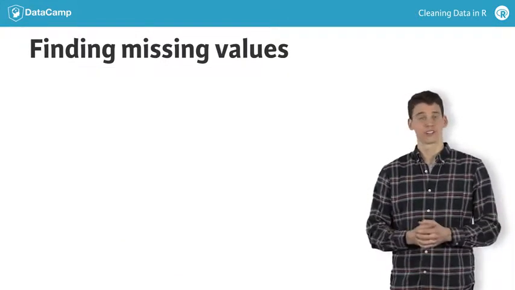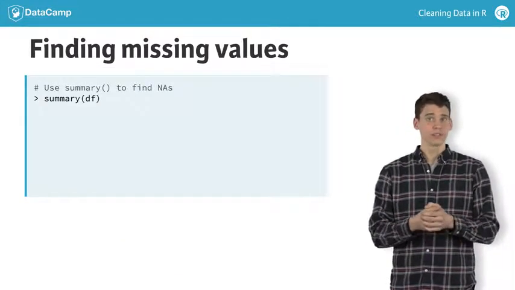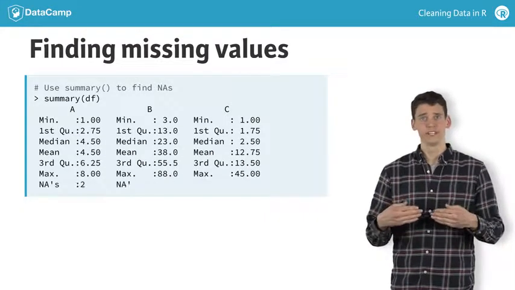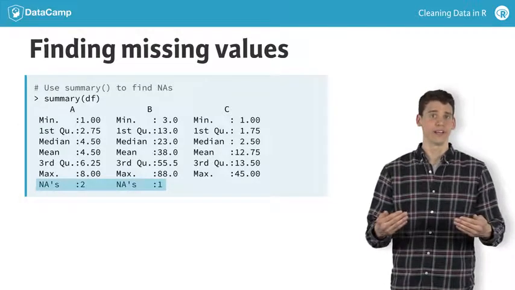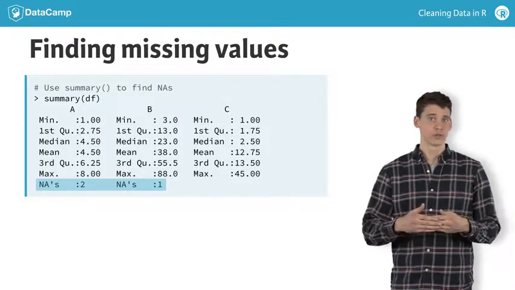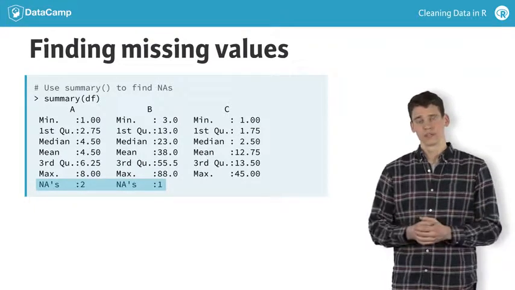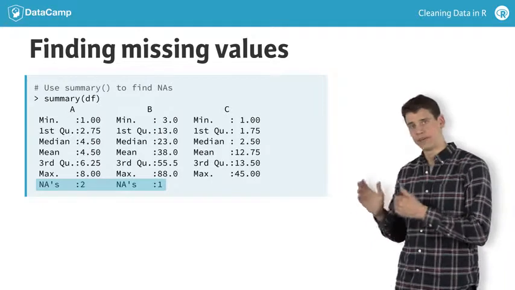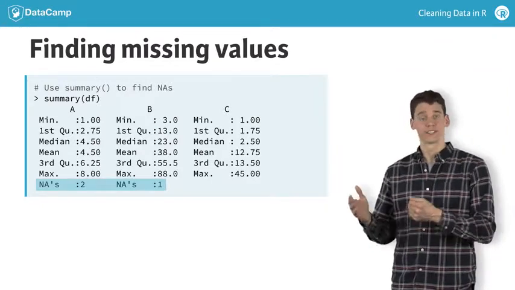Also helpful is the trusty summary function, which you saw plenty of in Chapter 1. Summary conveniently tells you the number of NAs for each variable in the dataset, in addition to its usual summary info. Here we clearly see that 2 of the NAs are in column A and 1 is in column B.